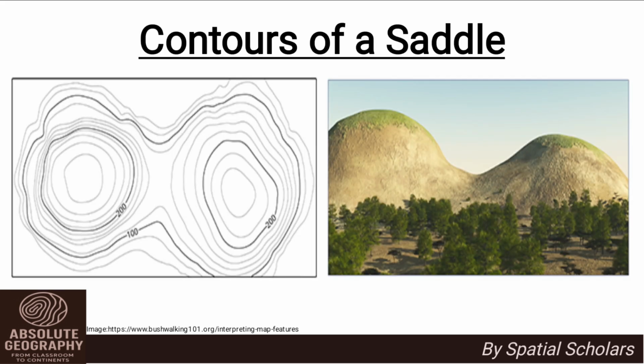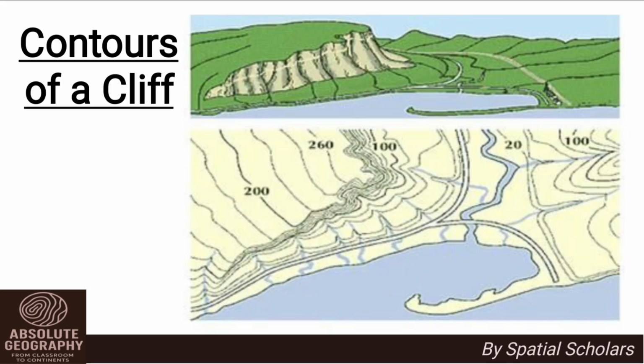A saddle is a low point between two hills or higher lands. The contours show two hills and are enclosed within the contours of lower heights, forming a shape similar to a horse's saddle, hence the name.